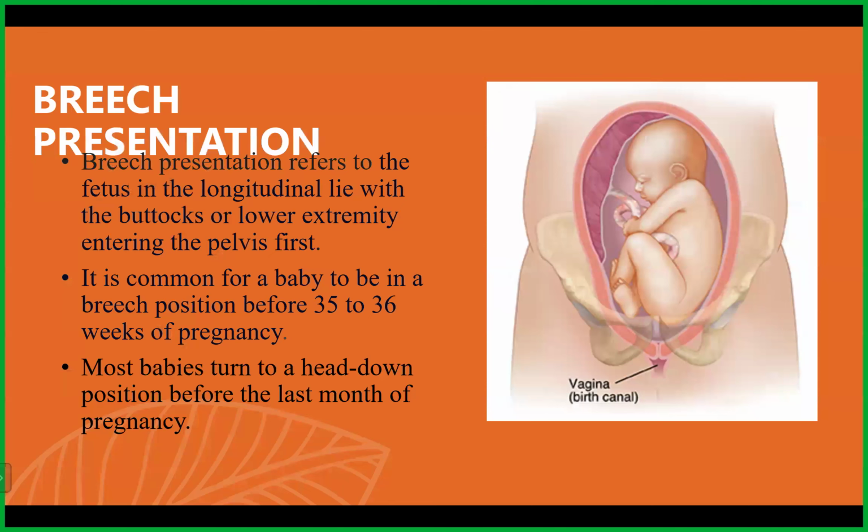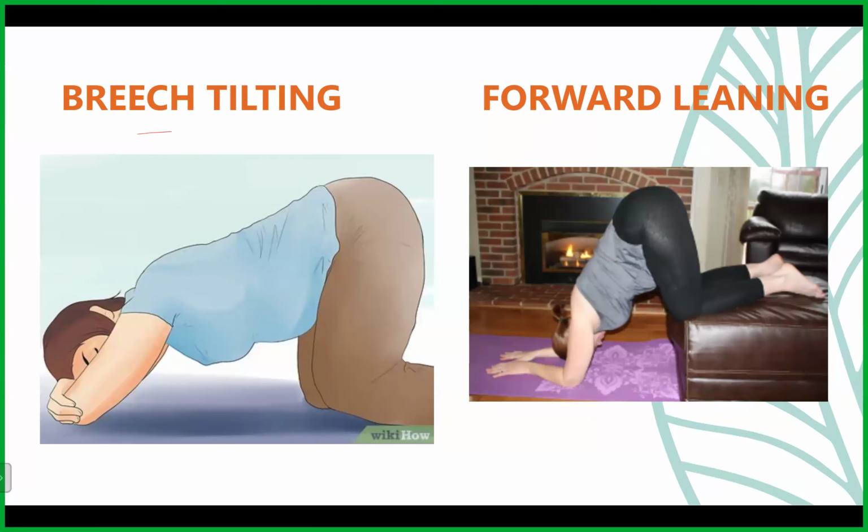So we had discussed breech presentation. And I had told you that they can come to a head down position towards the end of pregnancy. We can try, I had told you. Let's see how we can try now. So as I discussed earlier, this is the breech presentation, when the right position of the baby should be head down position. So our breech presentation exercise first is breech tilting or forward leaning.